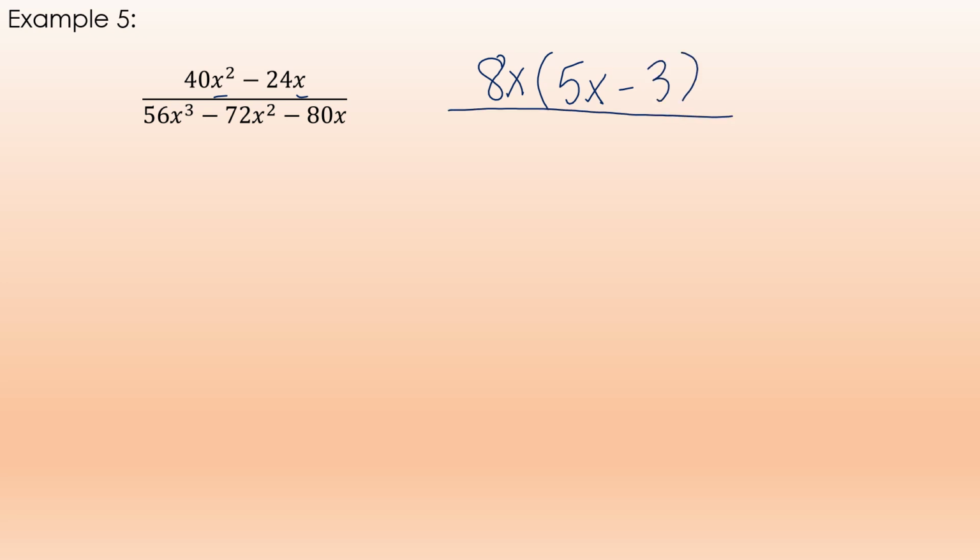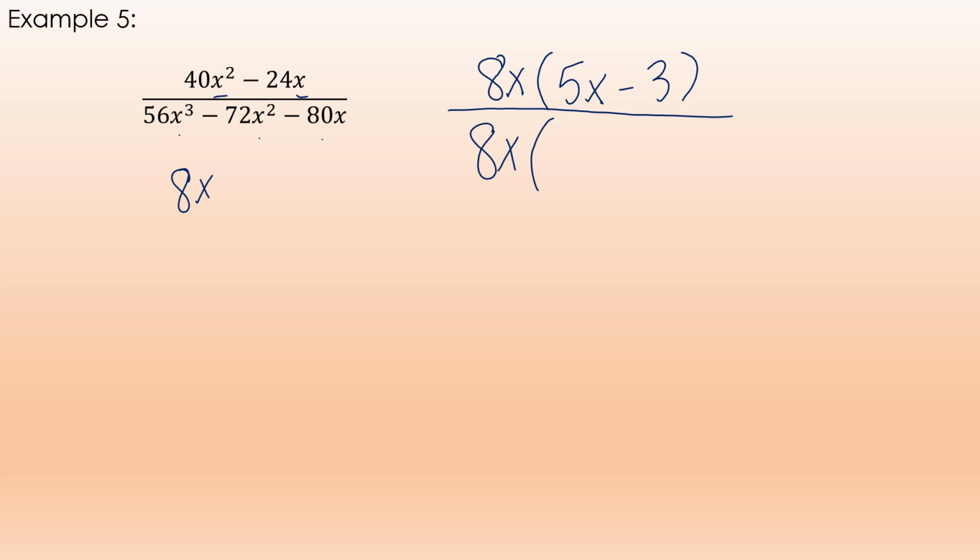Okay, let's do the same in the denominator. Every single term has an x, so I know it has a GCF of the x. What about the coefficients? We just did something with 56. That was 7 times 8. 72 is 8 times 9, and 80 is 8 times 10. Okay, cool. So I can factor out an 8x. Good. I love that, because that's a GCF in numerator and denominator that I can completely wipe out.